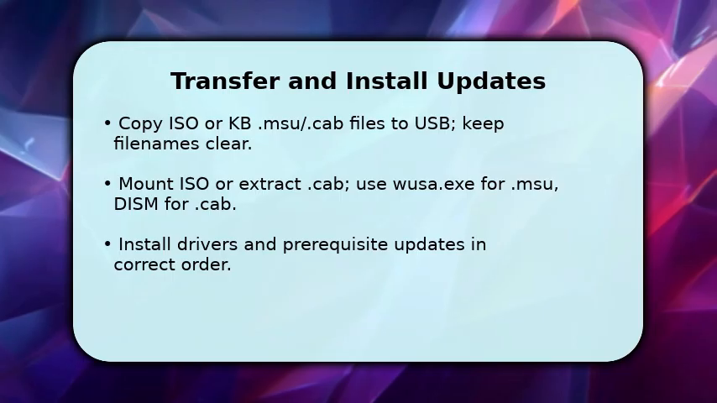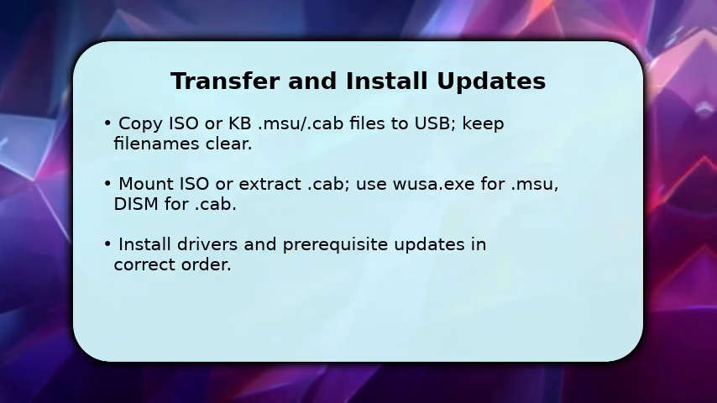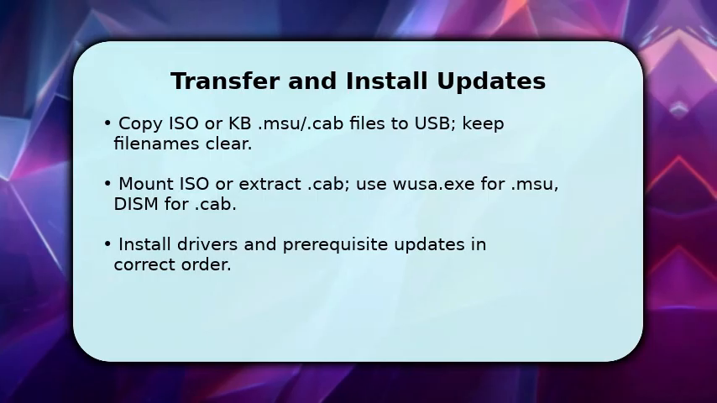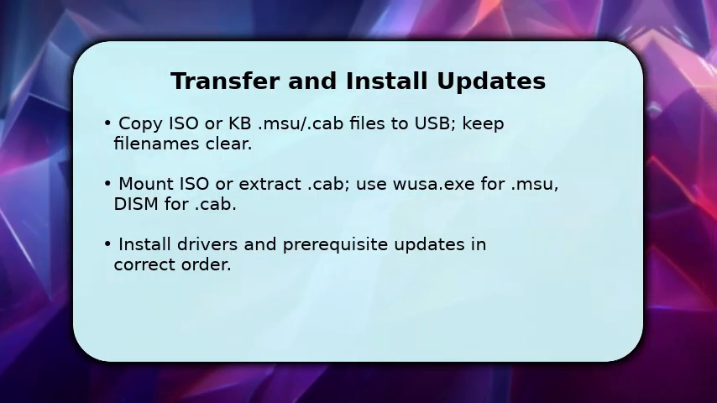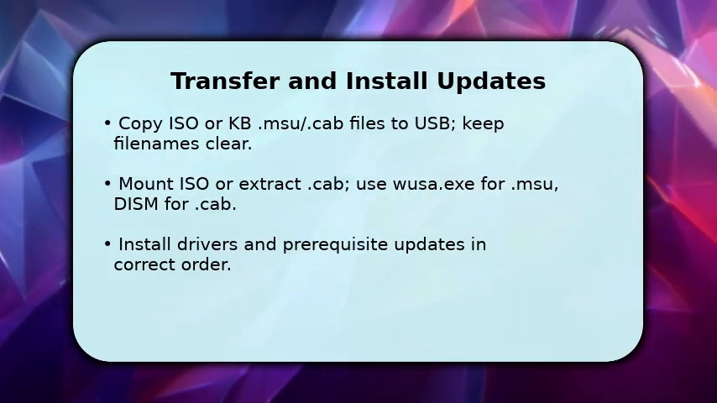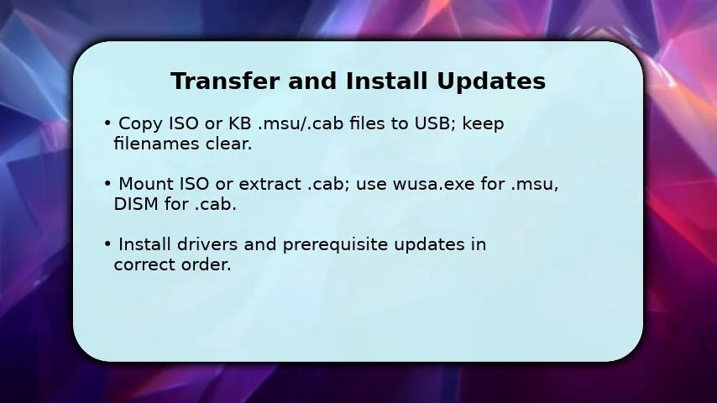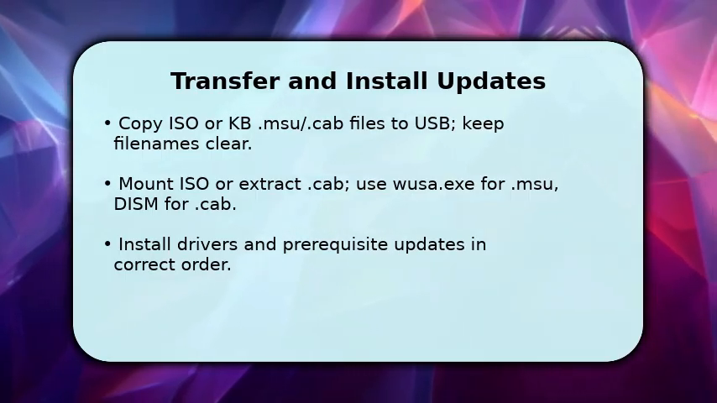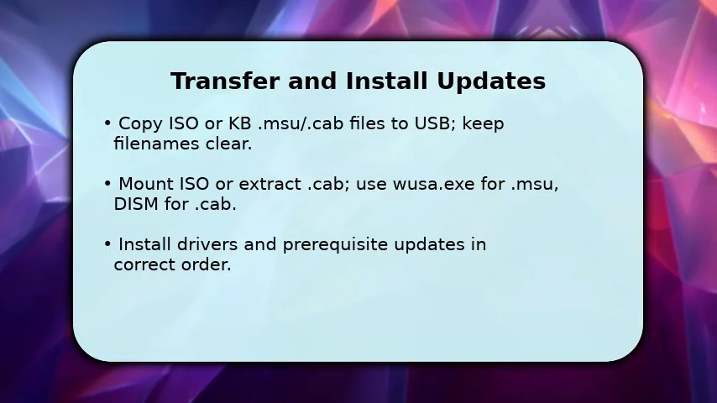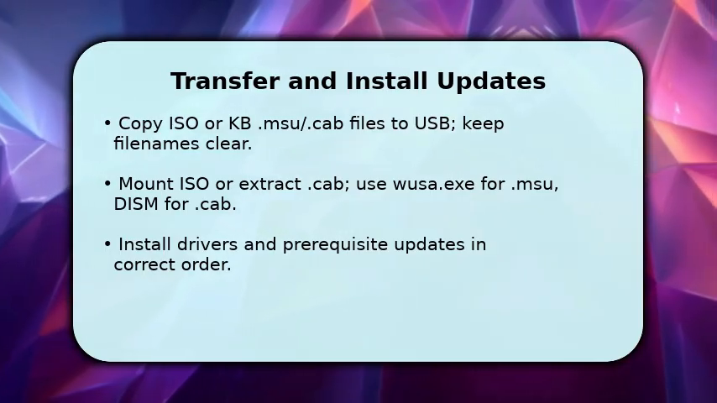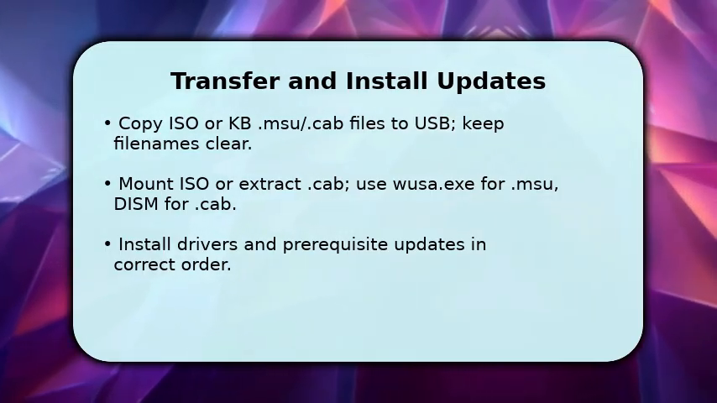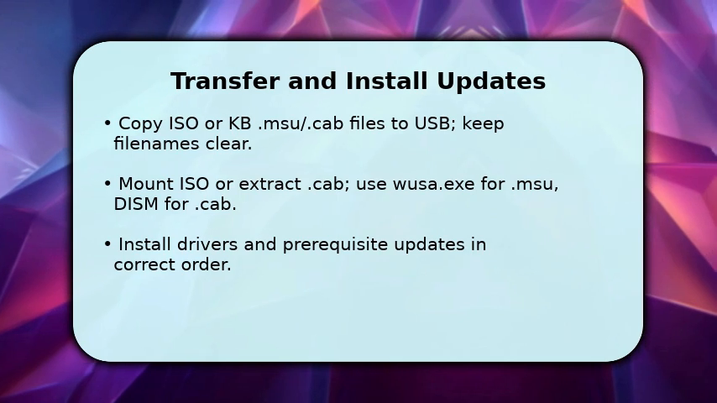Once connected, mount the ISO in File Explorer or extract the CAB files to a folder. For MSU files, run wusa.exe filename.msu as administrator. For CAB packages, use dism /online /add-package /packagepath:package.cab. Install prerequisite updates first, then cumulative updates, and finally drivers.